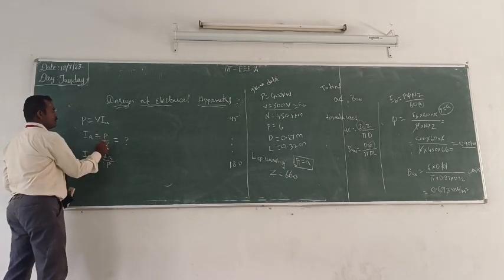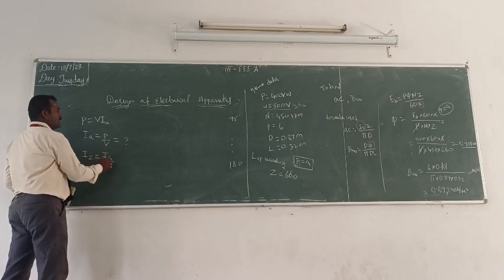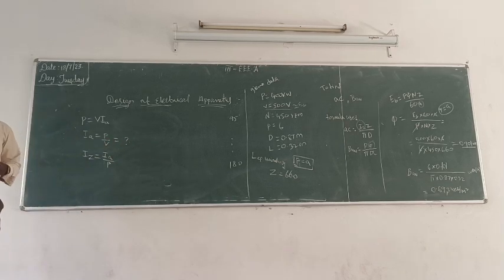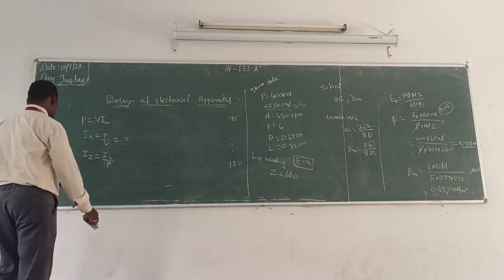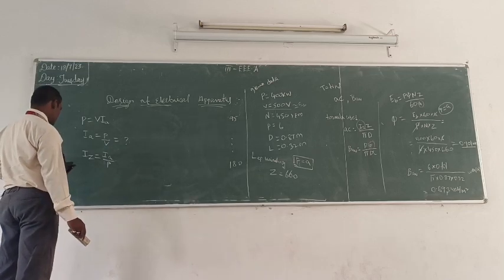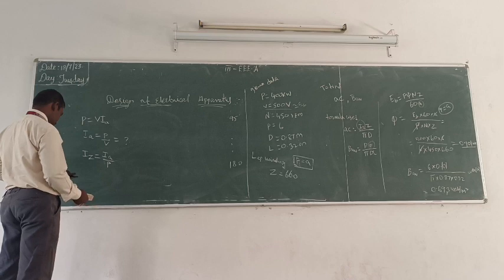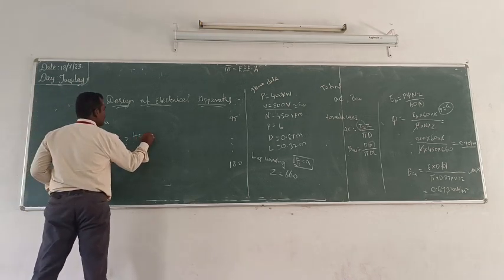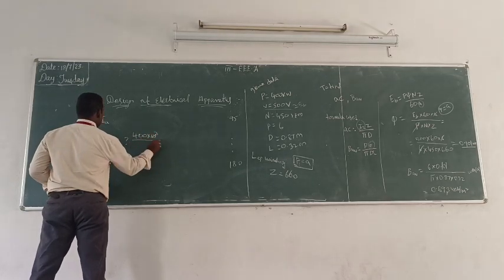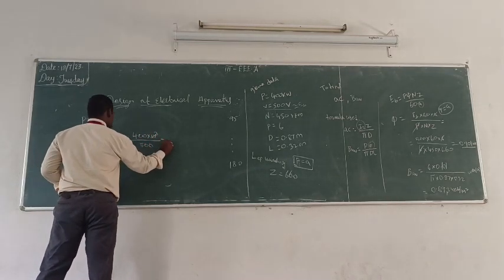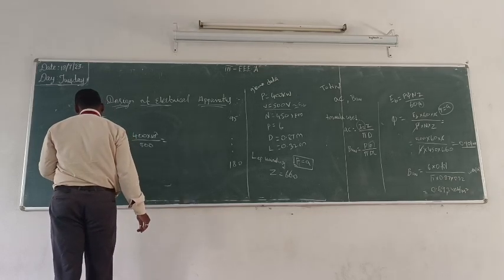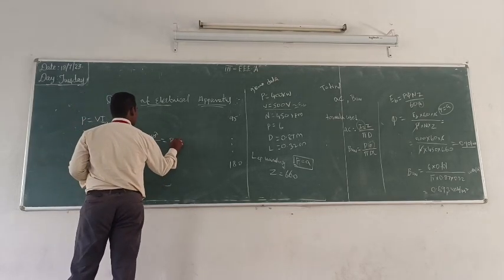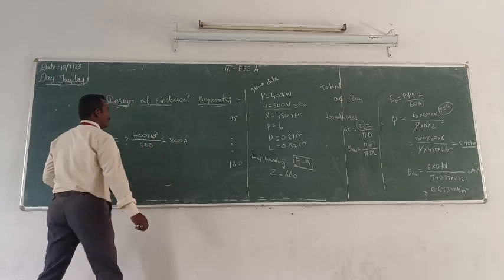So first you have to find this value. What is the value here? The power is given in kilowatts, right? The power value is 400 kilowatts. So you have 400 into 10 power 3 divided by 500. What is the value of armature current? That is 800 ampere.